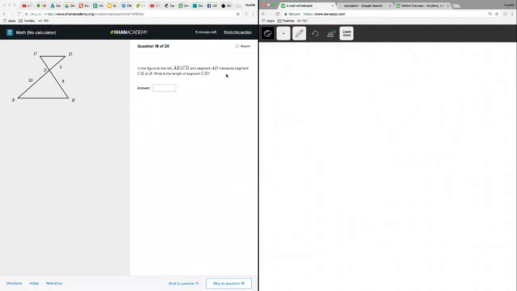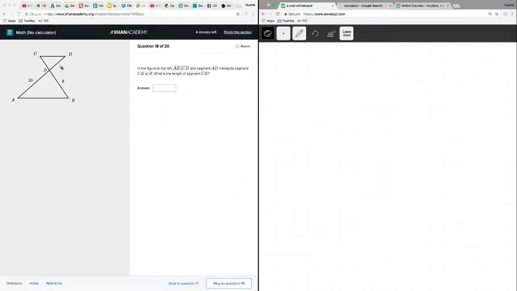3 more questions. AE is parallel to CD, and segment AD intersects segment BE. What is the length of segment CE, this whole segment? So these are 2 similar triangles, and we know that because these 2 are vertical angles. It says these are parallel. These angles are equal. So they're similar. Since this angle is equal to this angle, it means this side is proportionate to this side.